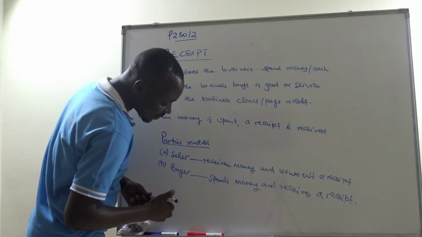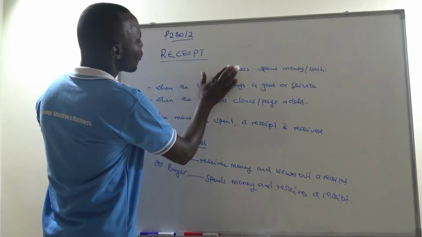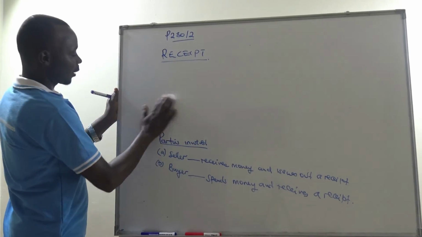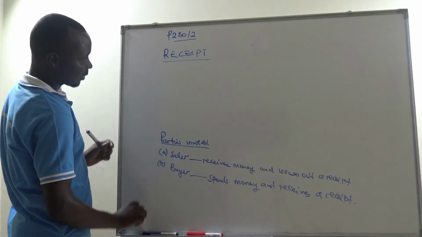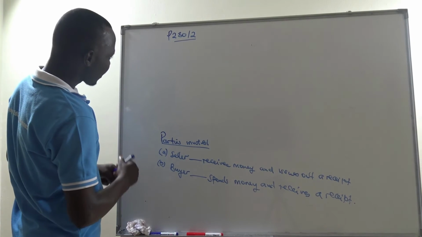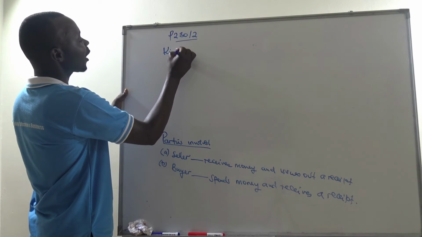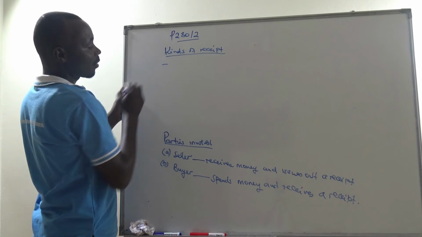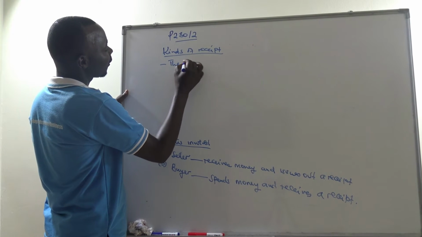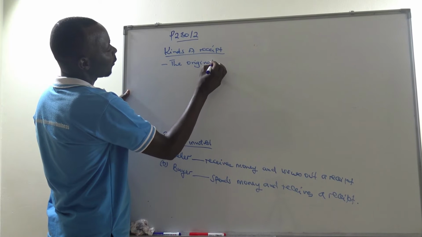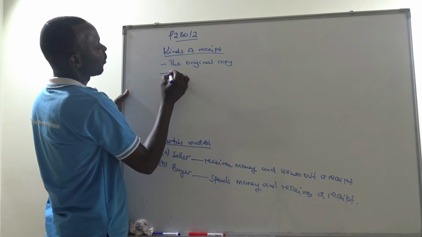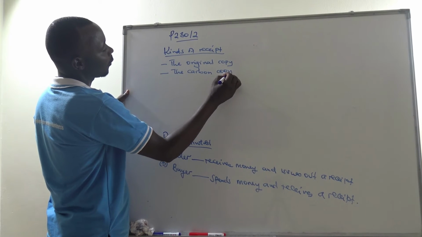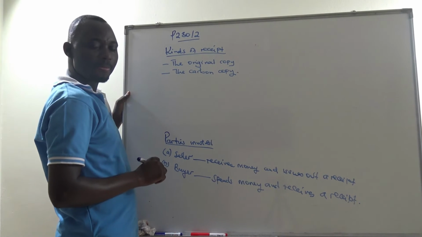So this one brings to us the kinds of receipts. Kinds of receipts, not types. One becomes the original copy, another one becomes the carbon copy. The original copy and the carbon copy.